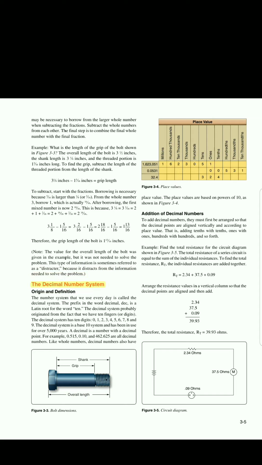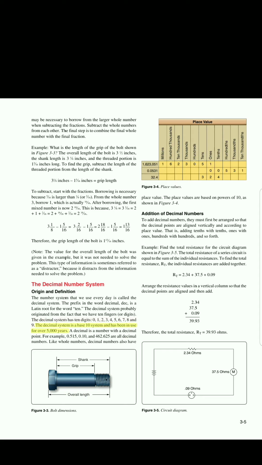The decimal number system. Origin and definition. The number system that we use every day is called the decimal system. The prefix in the word decimal, dec, is a Latin root for the word 10. The decimal system probably originated from the fact that we have 10 fingers, or digits. The decimal system has 10 digits: 0, 1, 2, 3, 4, 5, 6, 7, 8 and 9.